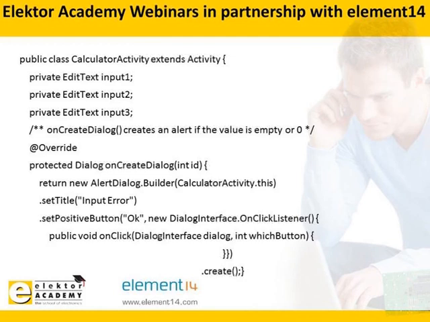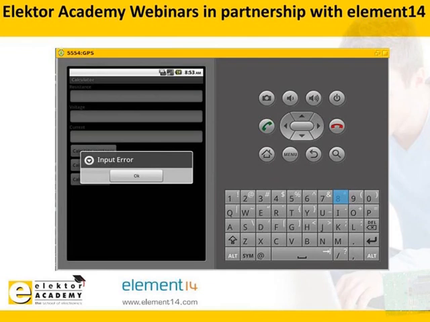You see here onCreateDialog creates an alert if the value is empty or zero. This is the whole method. We build a dialog, set the title to Input Error, and set one button OK, where you can click. The onClick method is empty, so we do nothing. We clear the alert, and that's all. This is what it looks like. You see the background, there are no values in the fields, and if we want to calculate with one of these buttons, nothing can be done, and so it's an input error.